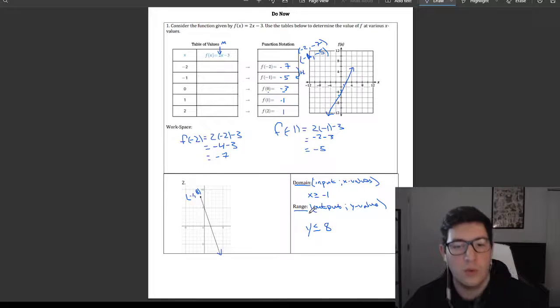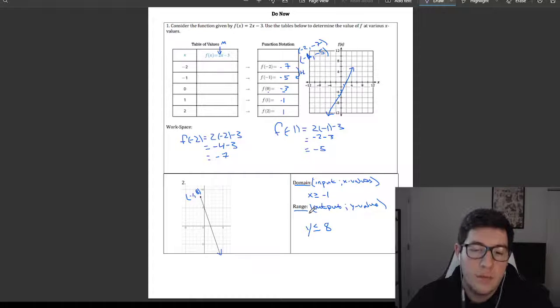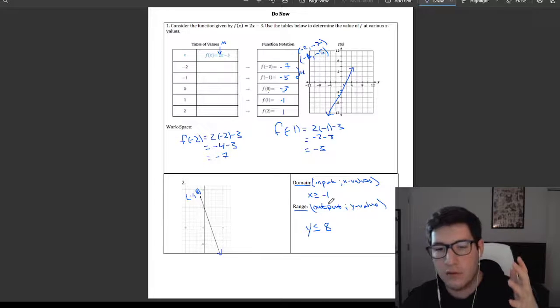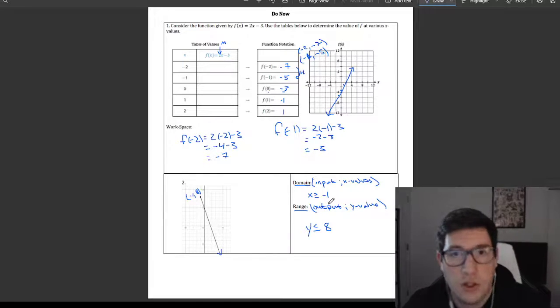Because remember, when we're looking at domain and range, we're really looking for what restrictions this graph is going to have. That's really the question we want to have in the back of our mind when we're answering domain and range questions.